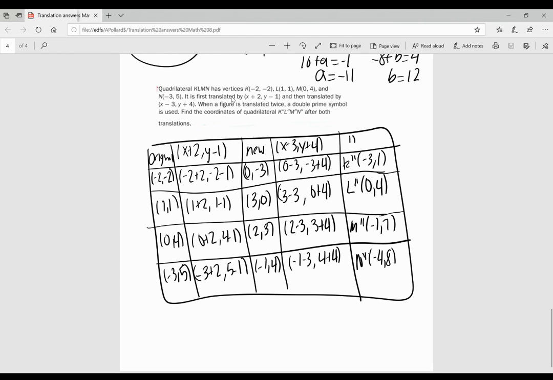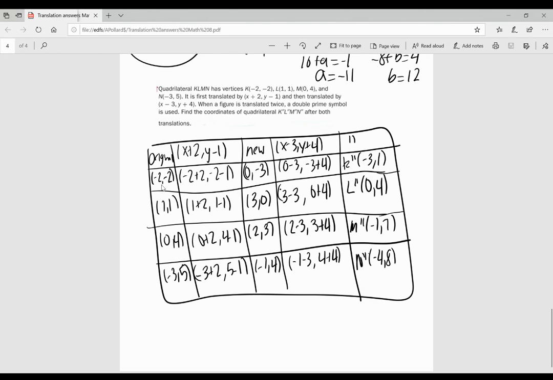Finally, we have our one little challenge problem. I always want to give you a challenge problem each time. So it's saying that the quadrilateral has these vertices, and first we translate it with this formula, then we translate it with this formula, and you want to be able to tell me after the two translations what it is. So if this is confusing, just don't look at these three. Start here. So we have our original, and we're going to plug it into our formula.